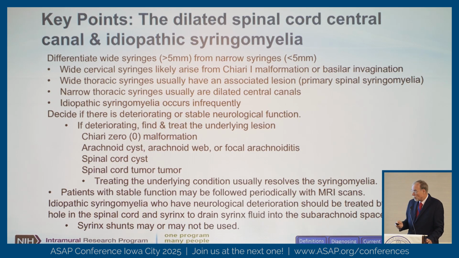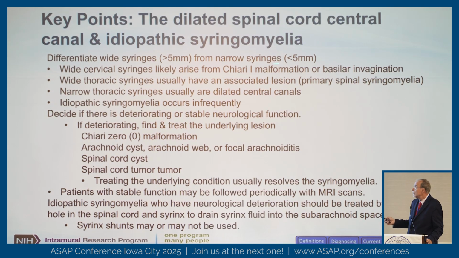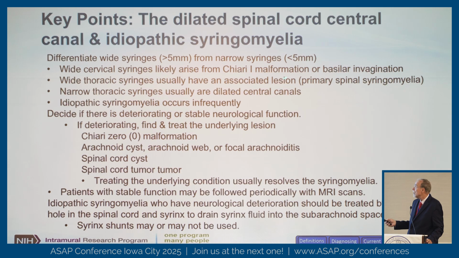Okay, so let me just summarize what we talked about. If you have a syrinx, is it a wide syrinx or a narrow syrinx? If you have a wide one in the cervical area, it's most likely from Chiari or basilar invagination or something at the foramen magnum. If you have a wide thoracic syrinx, it's probably associated with a cyst, arachnoid web, arachnoiditis, something like that. If you have a narrow thoracic syrinx, probably a dilated central canal. Idiopathic syringomyelia can occur, but it occurs infrequently.